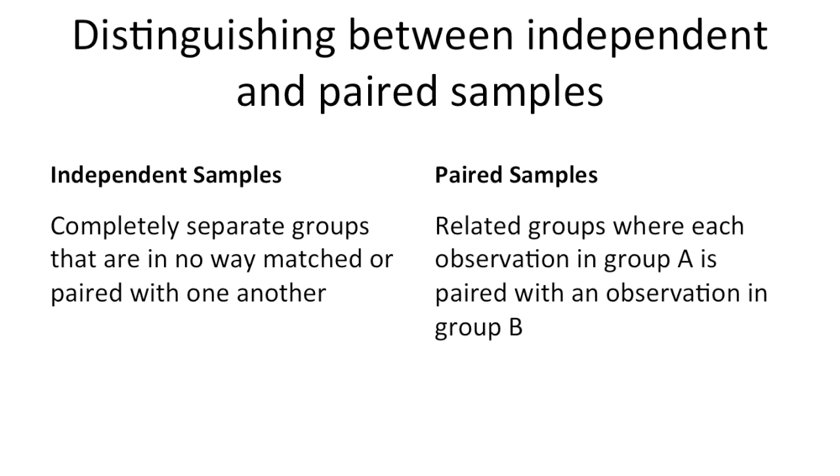In contrast, paired samples are related groups where each observation in group A is paired with an observation in group B. Oftentimes, it is the same person or the same object that is being measured twice, once in each group. So, for example, you could measure someone's weight before and after they go on a diet.